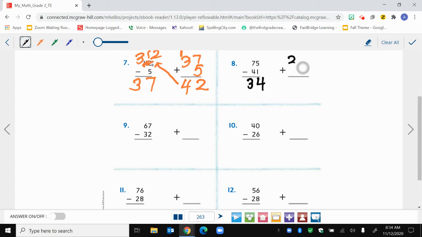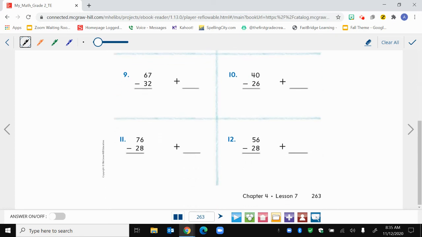Then you should have added those two smaller numbers, 34 and 41. 4 plus 1 is 5, and 3 plus 4 is 7. And you will see that you got the same number of 75. Okay, a couple more. Let's do number 9, 67 minus 32.